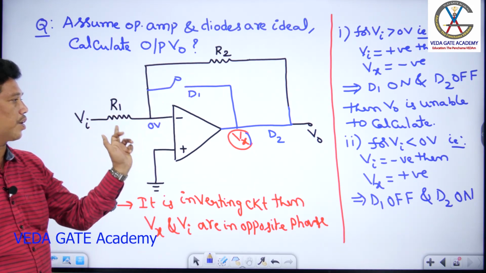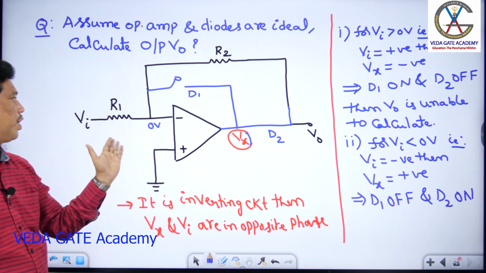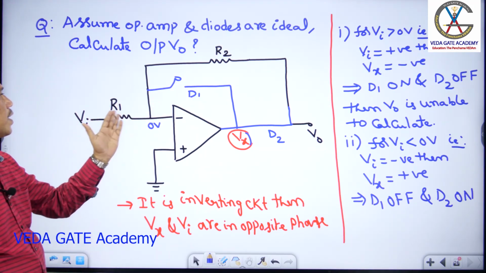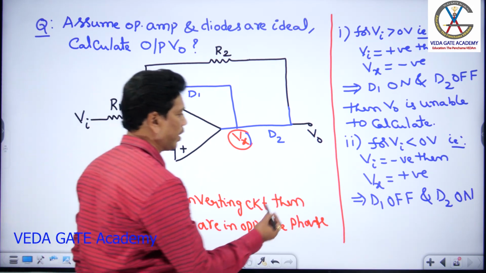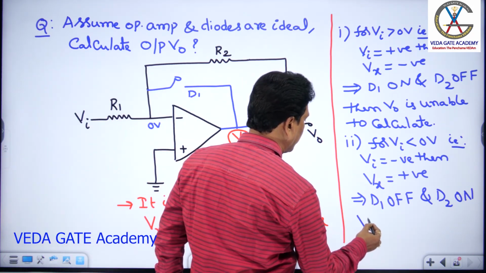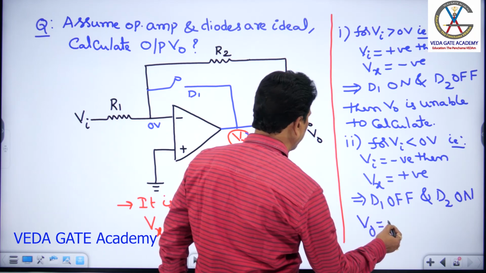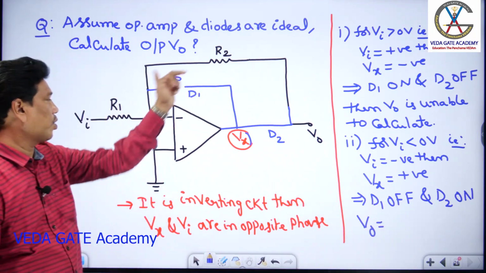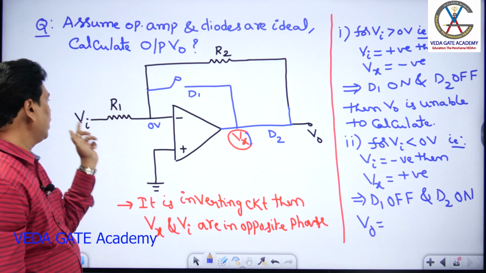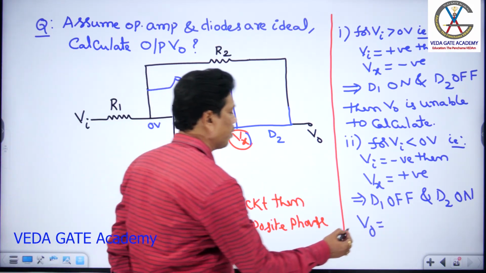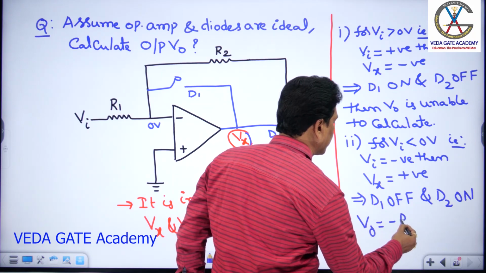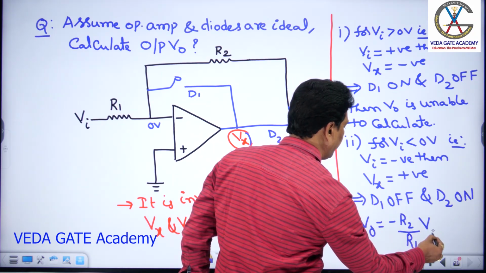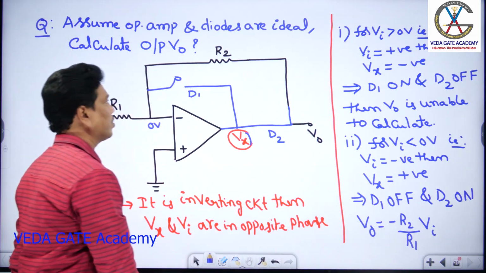So D1 is open, no use. The circuit looks like an inverting circuit. Then the output V0, from the inverting circuit, is V0 equal to minus R2 by R1 into Vi. The circuit looks like an inverting model, so V0 equals minus Rf by R1 into Vi, where Rf is R2, R1 is as it is, and the input is Vi.